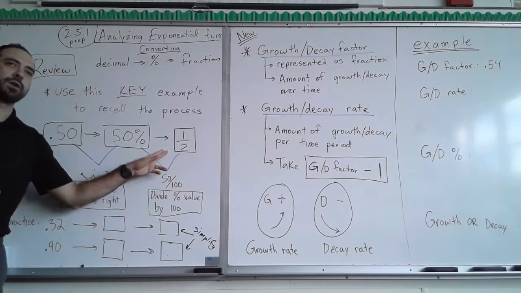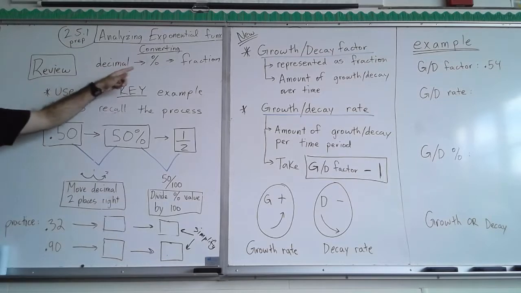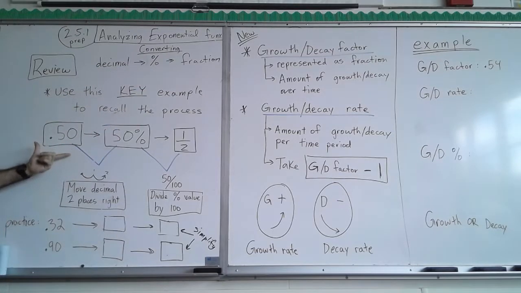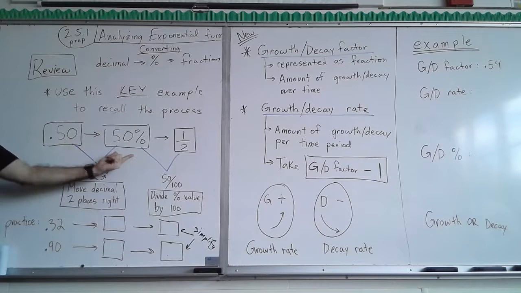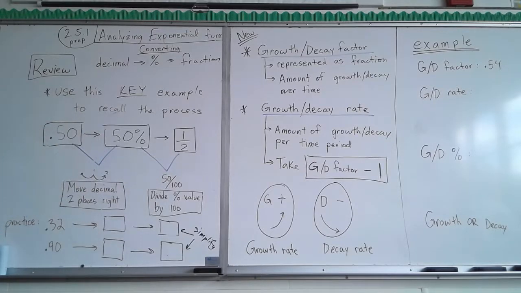So if you go back and you say, okay, I need to remember the process for going between decimal, percent, fraction, think of 50 cents. 50 cents is 50%, which is also half of a dollar. Because that's something really easy to get our head around, and from there you can deduce all the rules to go between them. And I did put the hint down here.